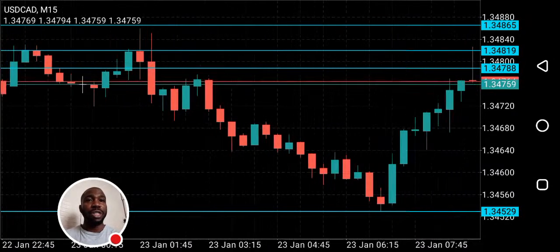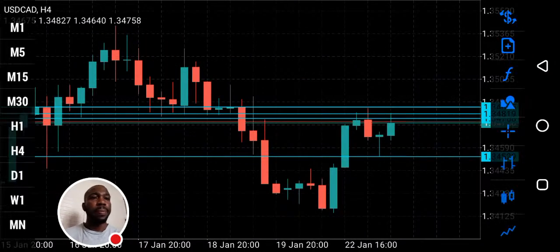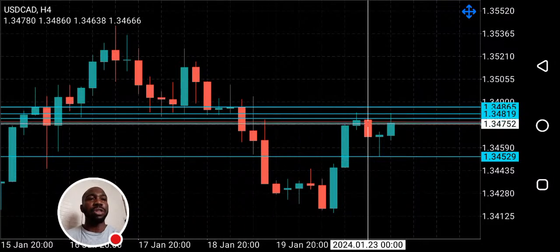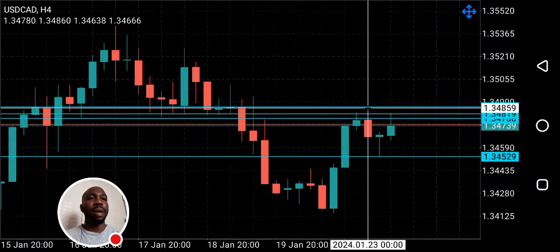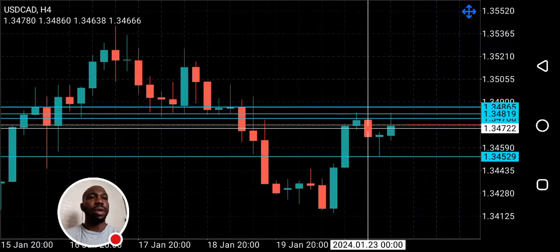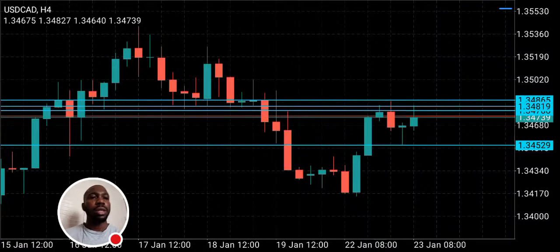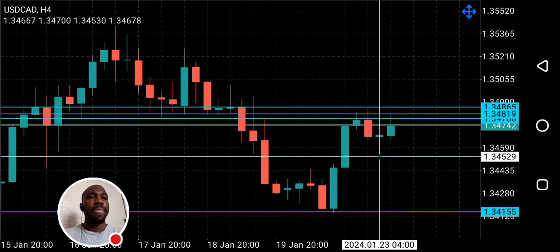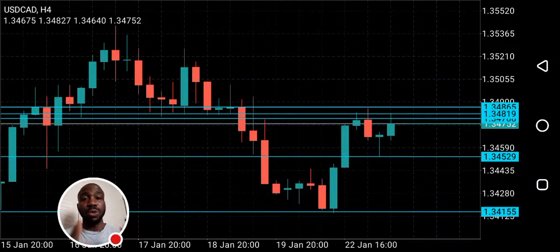If you are selling from the current market price, your stop loss should be at least 10 pips above the high of this bearish candle. Your stop loss should be at least 10 pips above the high of this candle. This is your first TP, and this should be your second TP. This is a good setup. This is a good bear setup on USD CAD.